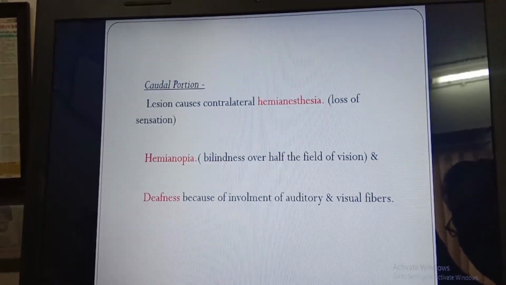So I think now the idea of the internal capsule is clear to you. With the help of this you can study the tracts in detail.